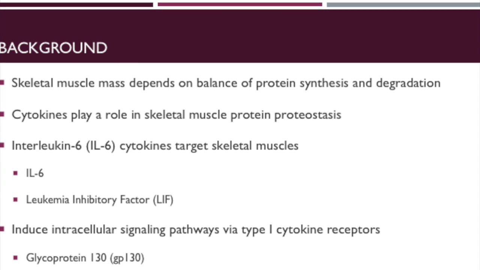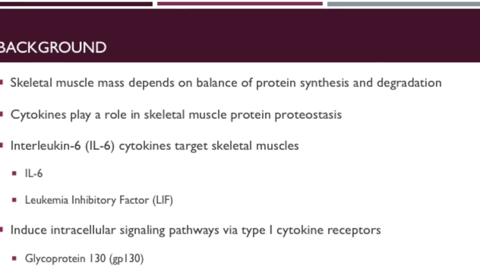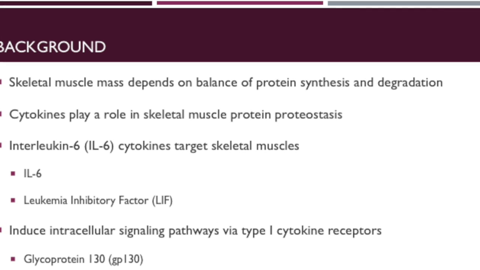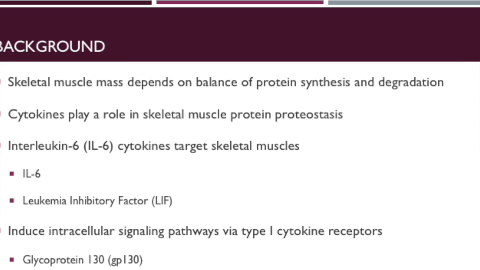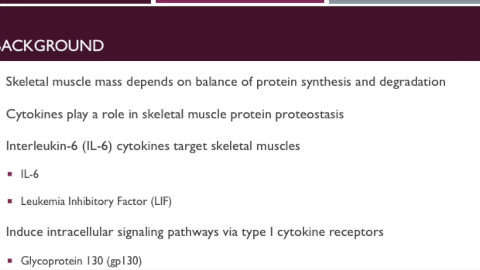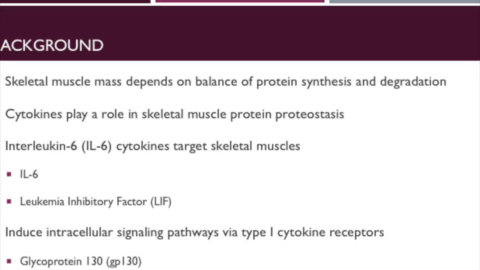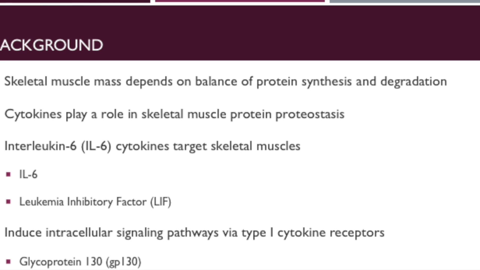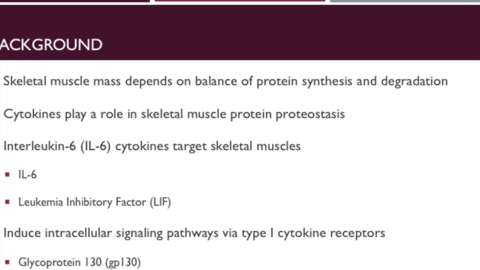Both IL-6 and LIF have the ability to induce intracellular signaling pathways via type 1 cytokine receptors. These receptors have alpha receptor subunits that bind to ligands and beta receptor subunits that transduce signals. Glycoprotein 130, or GP130, is a transmembrane protein that makes up the beta receptor subunit in IL-6 cytokines.